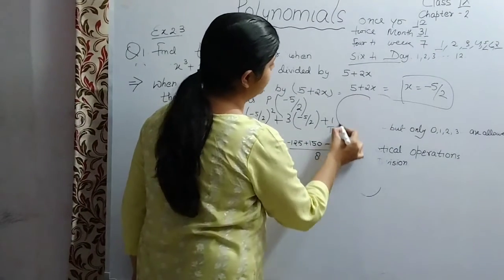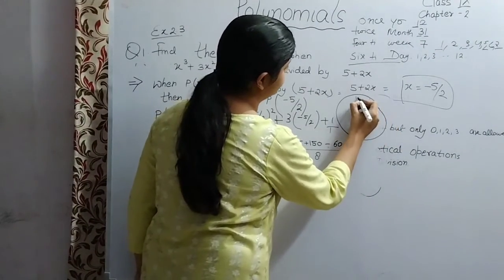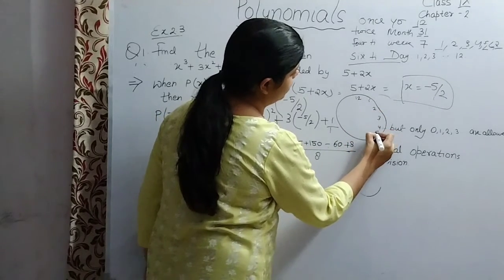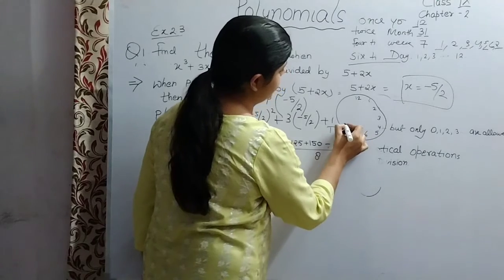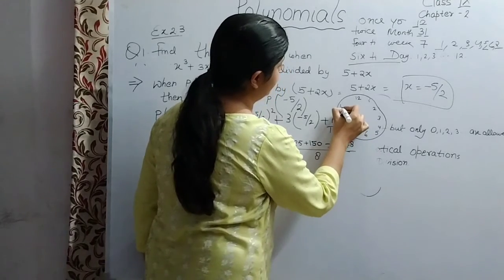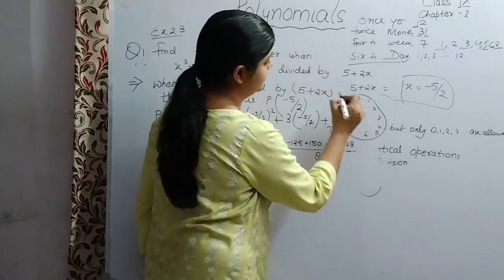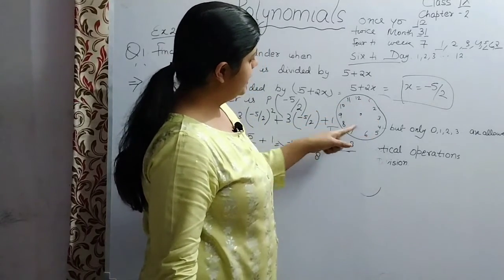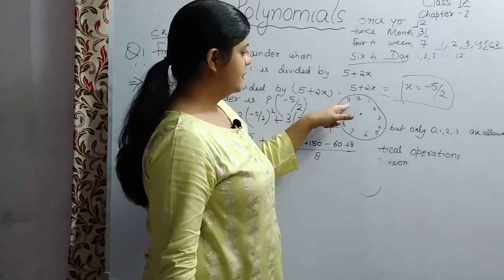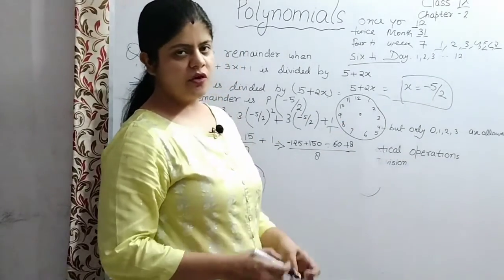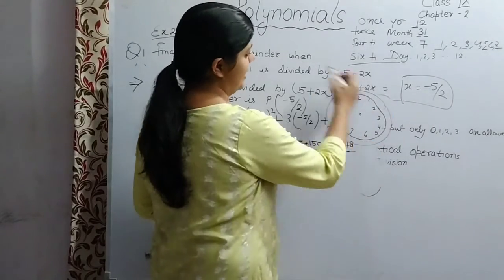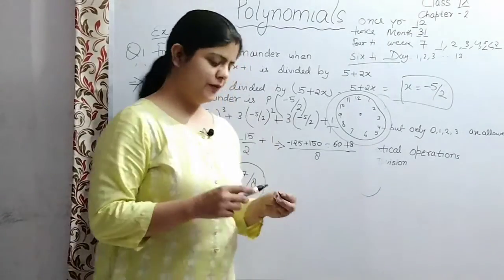And 6 times in a day. I am making a small watch here: 12, 1, 2, 3, 4, 5, 6, 7, 8, 9, 10, 11. 1, 2, 3, 4, 5, 6. Six times an odd number comes in a day. Like this we solve this trick question.